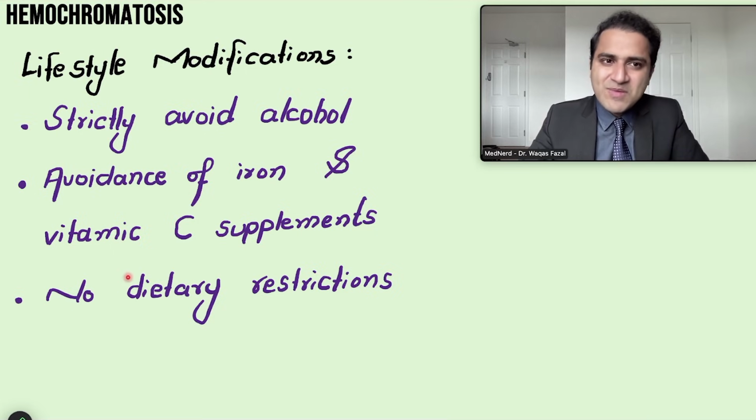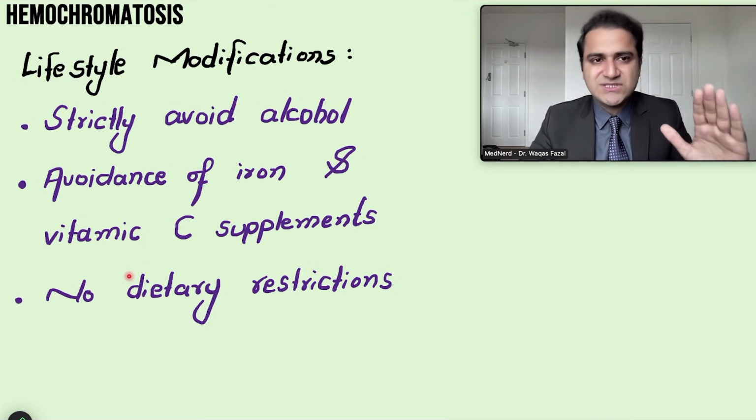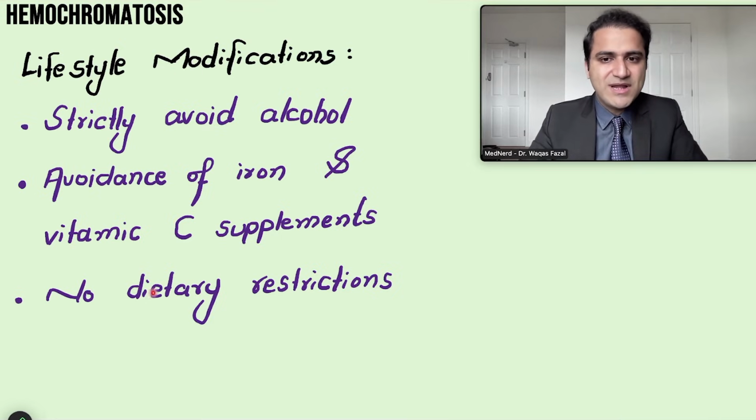But what about the normal diet? If there is a normal amount of iron present in the normal diet, there are no dietary restrictions in these patients. These patients can just have a normal diet. They just don't have to take these supplements of iron.